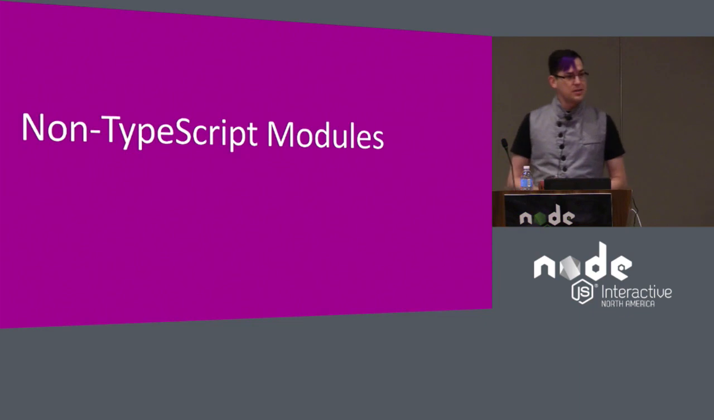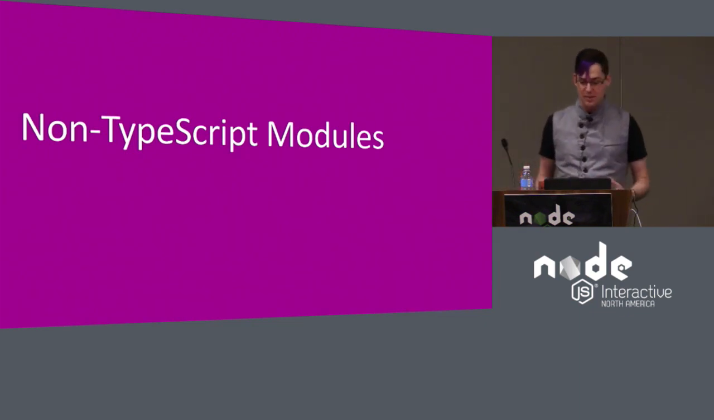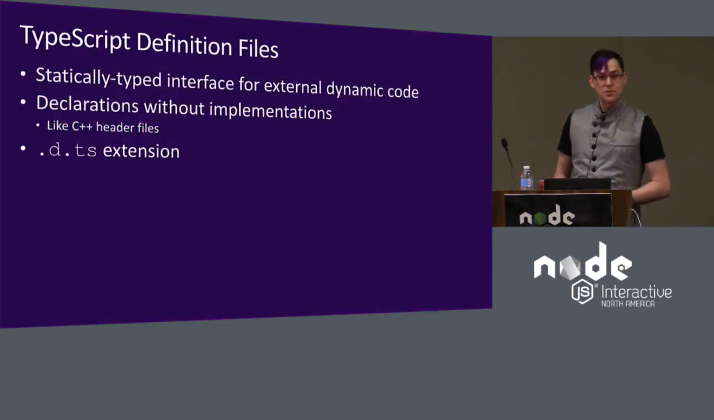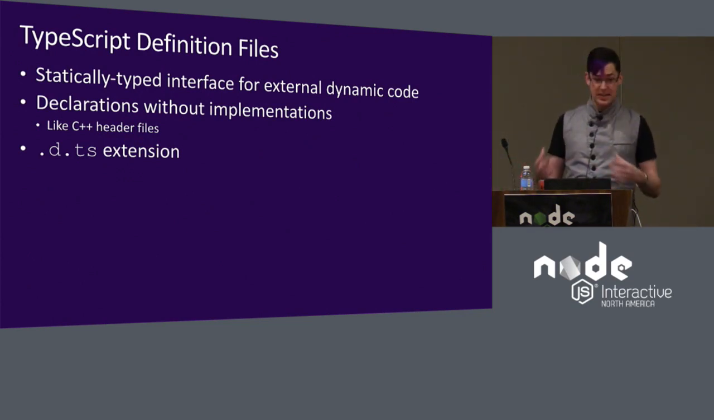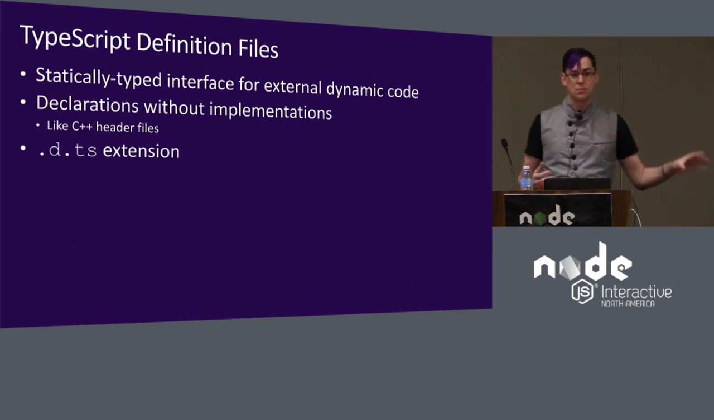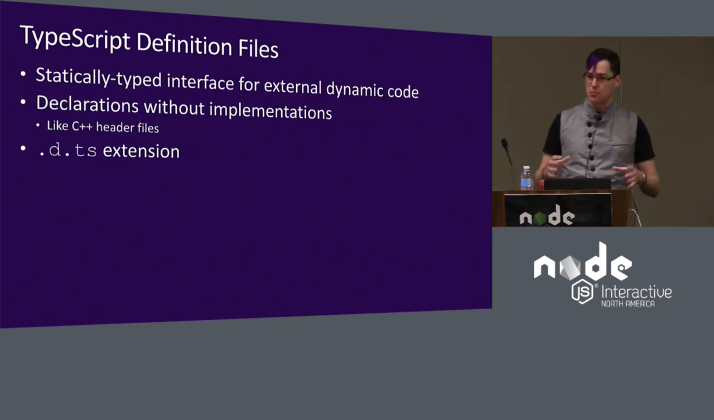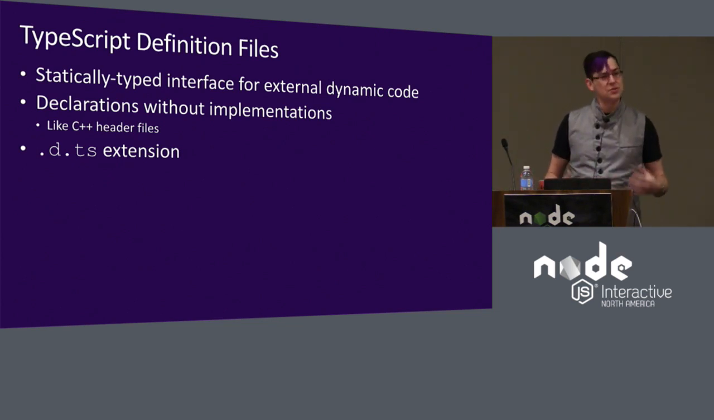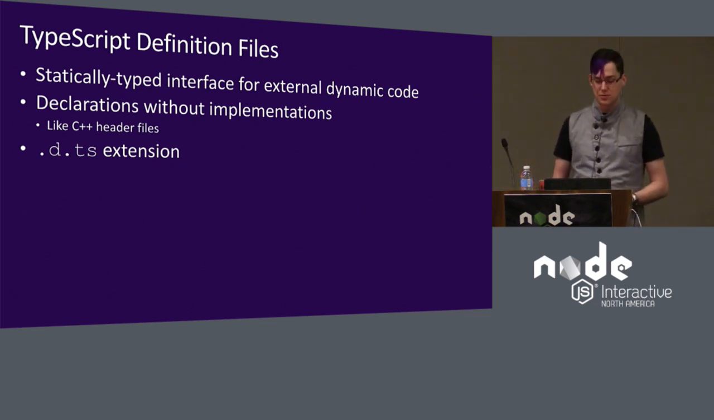One of the big things that comes up is, okay, so you've got this great typed code, but what about all the other modules out there that are not written in TypeScript? Well, to work with those, we use these things called TypeScript definition files. And a definition file basically says that we're going to create this interface that's statically typed for this other external module. And yeah, it's not going to be exactly the same, because static code is, by definition, slightly more limited than dynamic code, but it's usually really, really close. And so one of these definition files is basically a declaration without an implementation. And so it's a lot like C++ header files, if you've ever worked with C++.